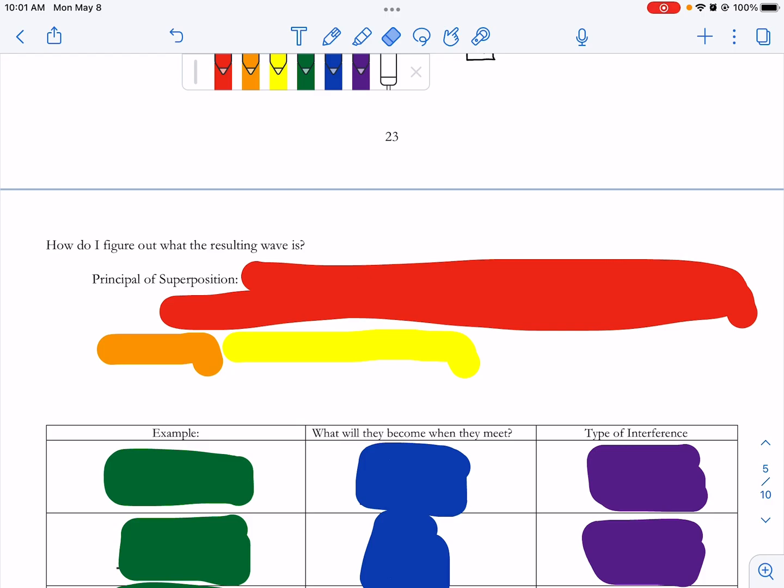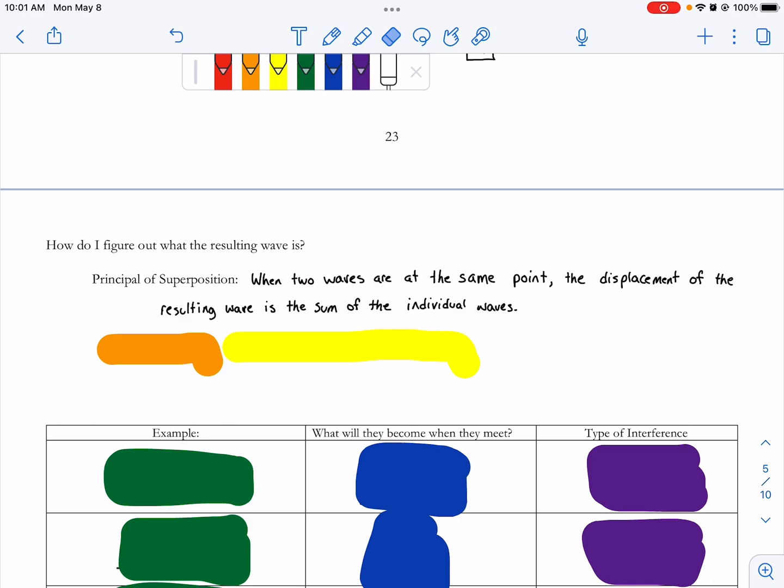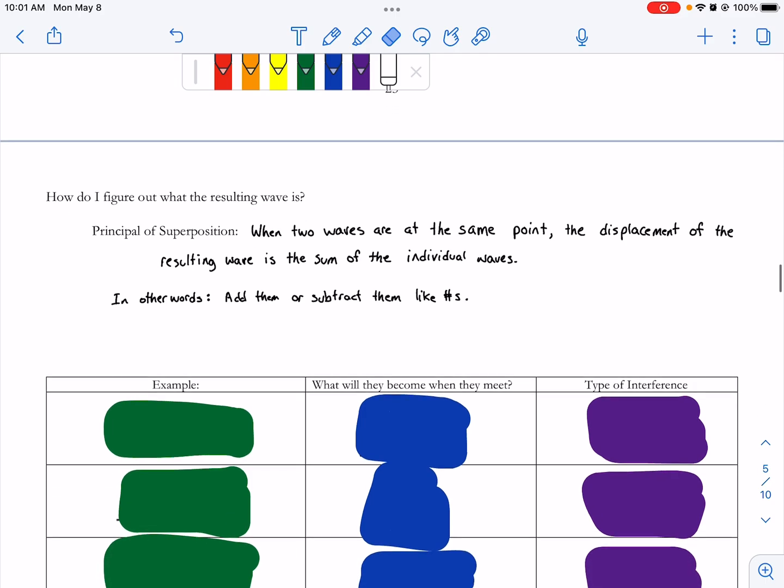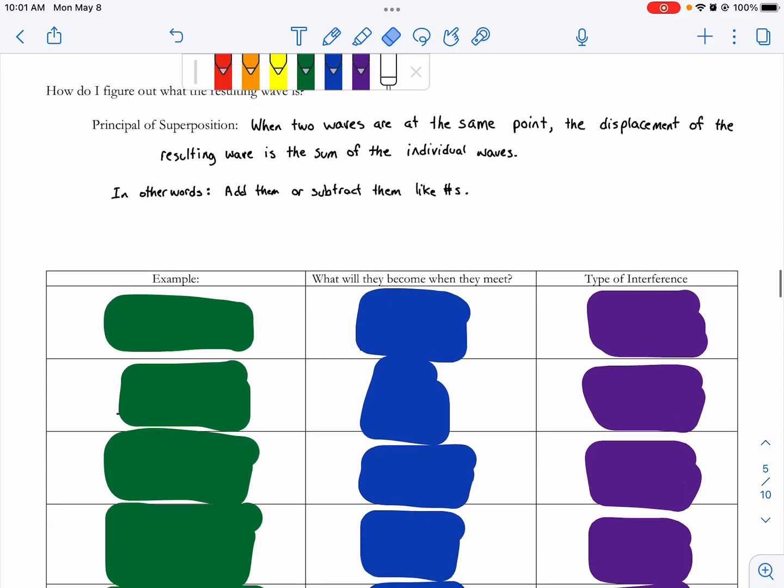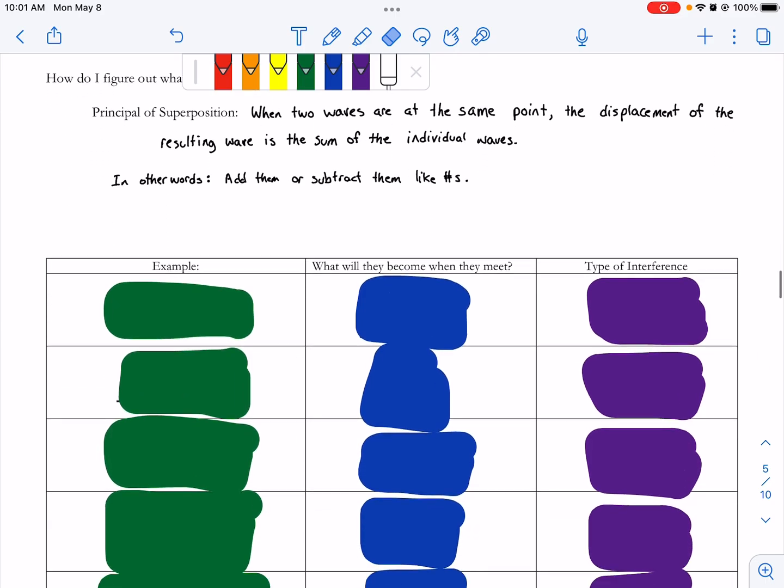And that's how you figure out what the resulting wave is going to be. And so we're going to write out the principle of superposition here. It says when two waves are at the same point, the displacement of the resulting wave is the sum of the individual waves. That's the fancy way of saying add them up, okay? So in other words, add them or subtract them like they are numbers, okay? And so now we have a bunch of practice that we're going to do here.